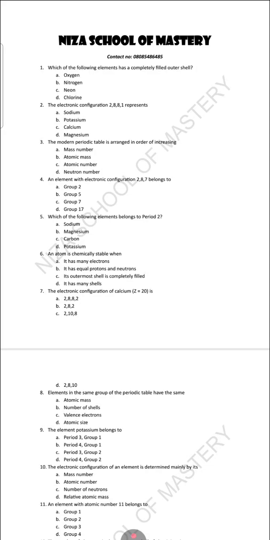Number 6, an atom is chemically stable when its outermost shell is completely filled. That's C, is completely filled. Number 7, the electronic configuration of calcium is 2882.